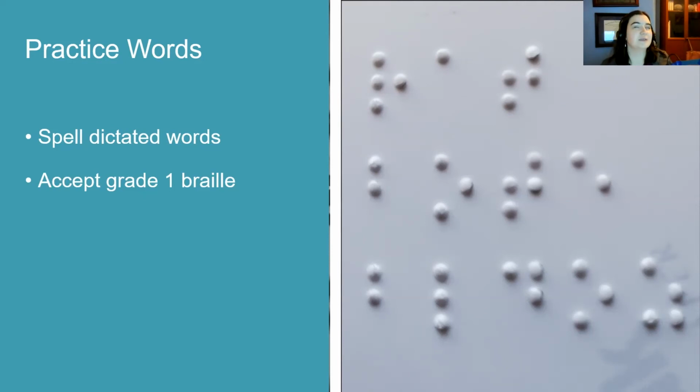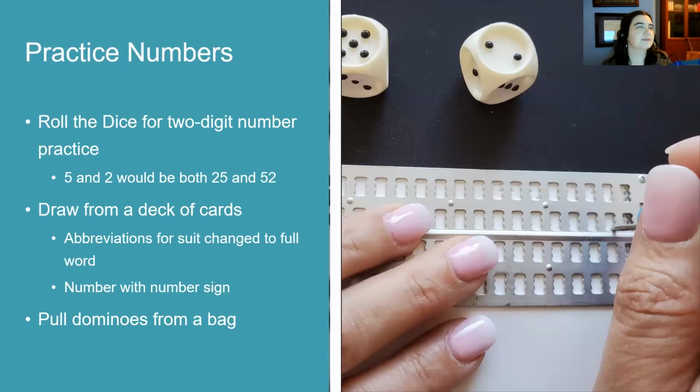Practicing numbers. I think this is a really fun idea to practice numbers. If you have some tactile dice, you can roll the dice and write on the slate what you rolled. But you can do it in a couple of ways. If you roll a 5 and a 2, it will be both 52 and 25. You can draw from a deck of cards. That's always a fun one. And you can make all of these a game. I mean, you can play Yahtzee. You can play who draws the higher card number.